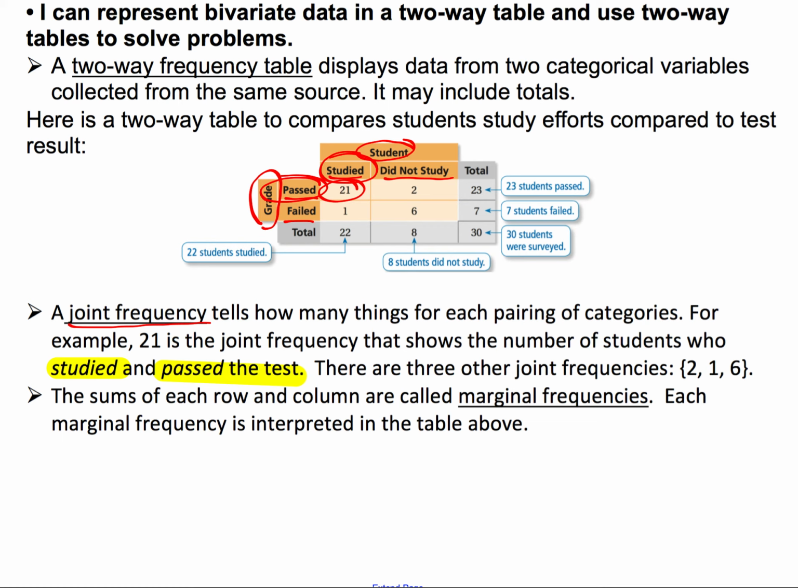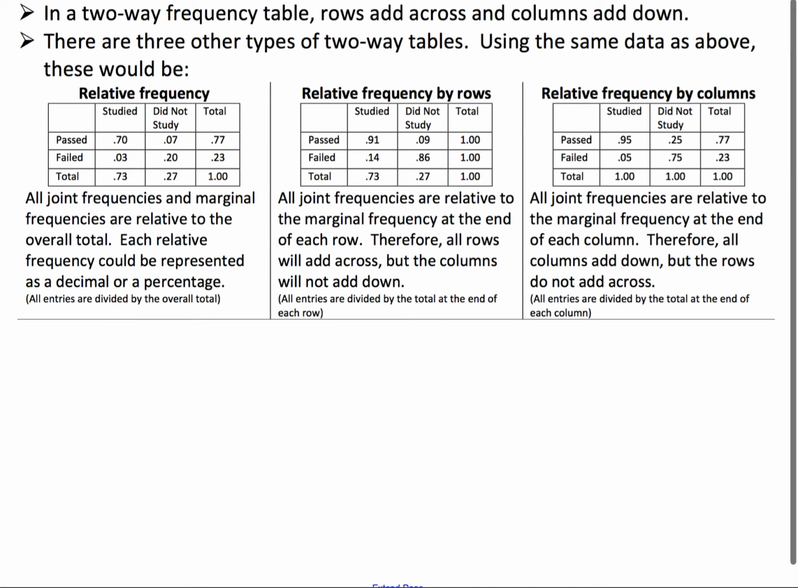The sums of each row and column are called the marginal frequencies. These would be the marginal frequencies. Let's actually do it in a little bit different color. The marginal frequencies are these numbers. I guess it might include this, although I just call that the total number surveyed. Each marginal frequency is interpreted in the table above. 22 students studied, 8 students did not study, 23 students passed, 7 students failed, and 30 students were surveyed. In a two-way frequency table, rows add across and columns add down.